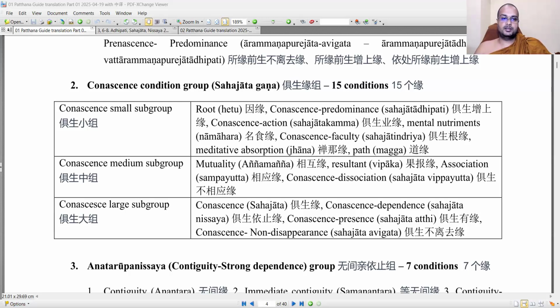Right. So in the classification of conditions, the connaissance condition is included solely within the connaissance major subgroup, right? That we need to know here.